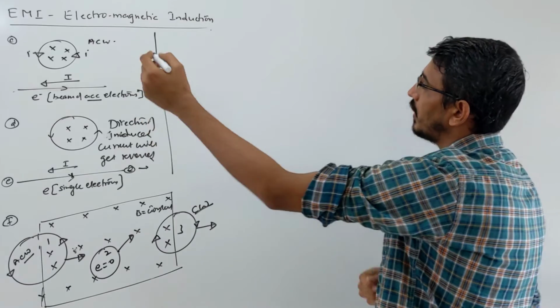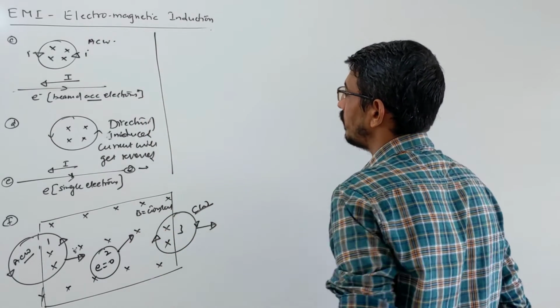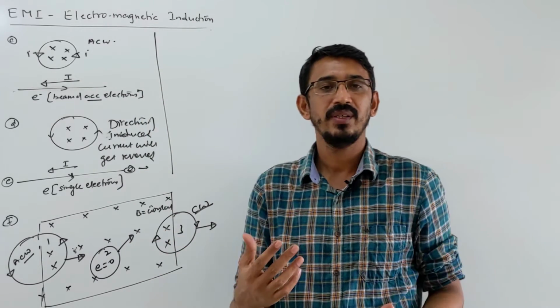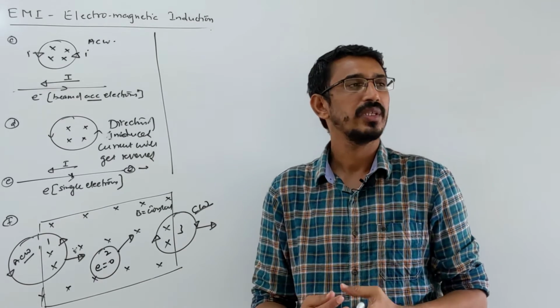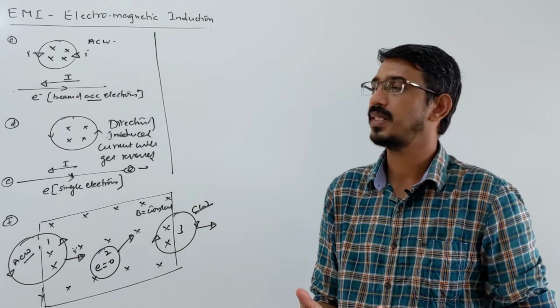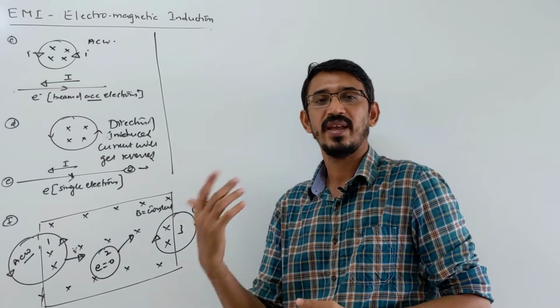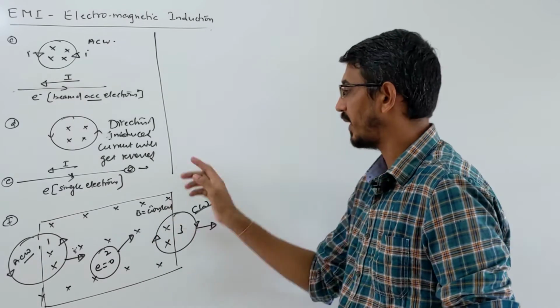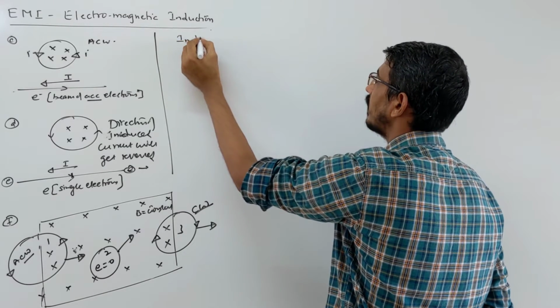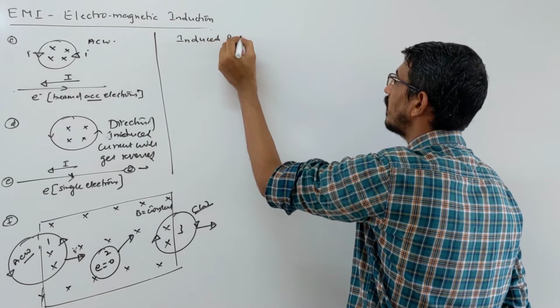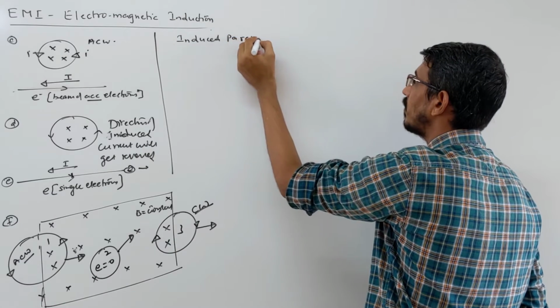So now we're talking about the next point. Look, apart from induced EMF, they can ask you induced current, induced charge, power, and sometimes they can ask you induced electric field also. So I am writing all these small points. These are called induced parameters.